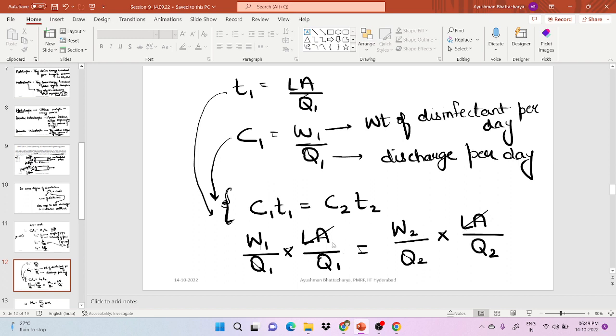LA will get cancelled because the length and the area of the pipe is the same, but the flow rate is different. W1, the rate of injection, we know. Q1 also we know, given in the question. Q2 also we know, that is given in the question. We don't know the value of W2. So this is what we have to find.